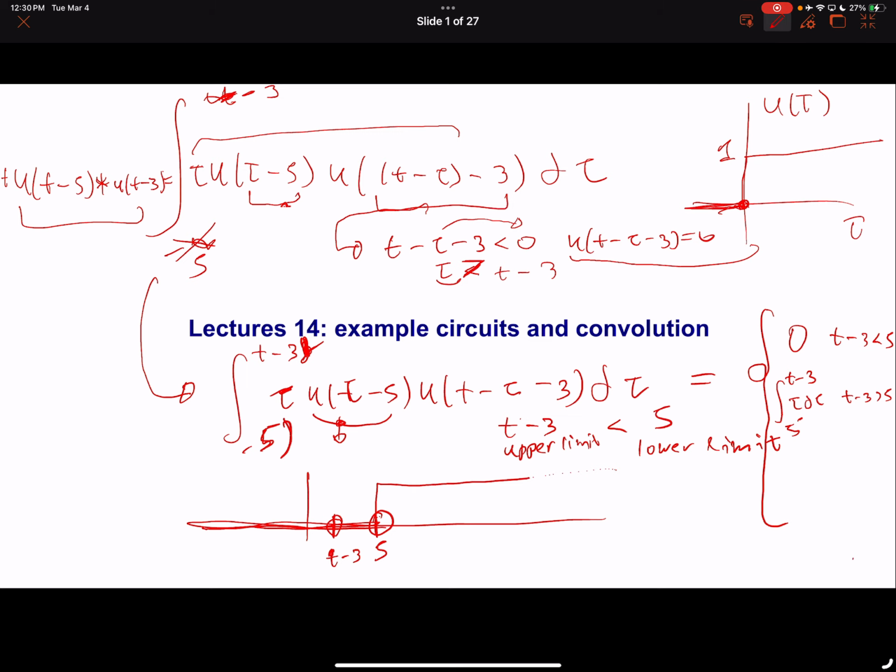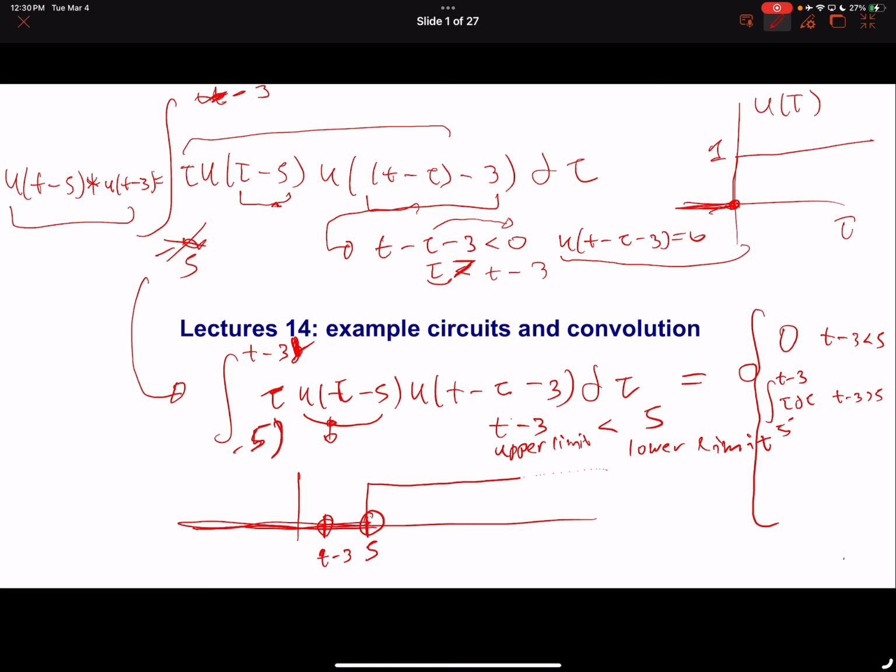Now at this point, of course, I hope that all of you can do this integral. So that's just tau squared over 2. So you have tau squared over 2 evaluated at 5 and evaluated at t minus 3. And so that's just going to give you basically 0 for t less than 8. And then it's going to give you (t minus 3) squared over 2 minus 25 over 2 for t greater than 8.